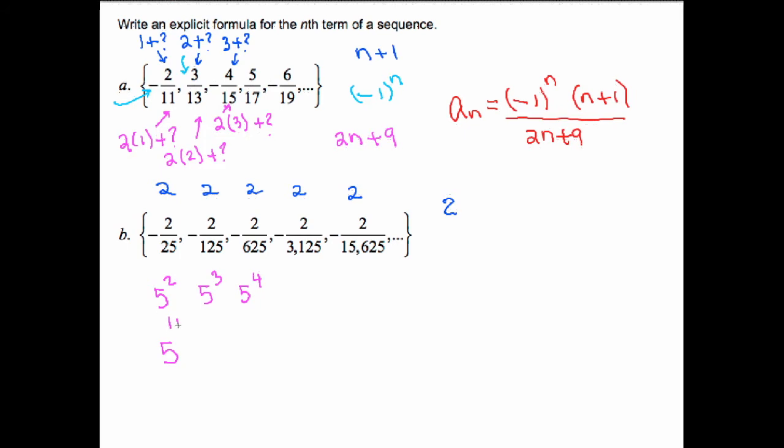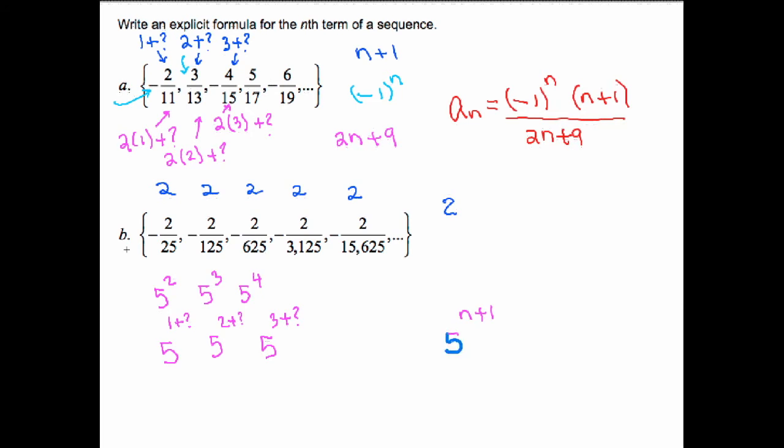So I think to myself, 1 plus what number is 2? And then I go to the second term. 2 plus what number is 3? Go to the third term. 3 plus what number is 4? And I very quickly realize that number is 1. So my denominator is generated by a base of 5 raised to the n plus 1.